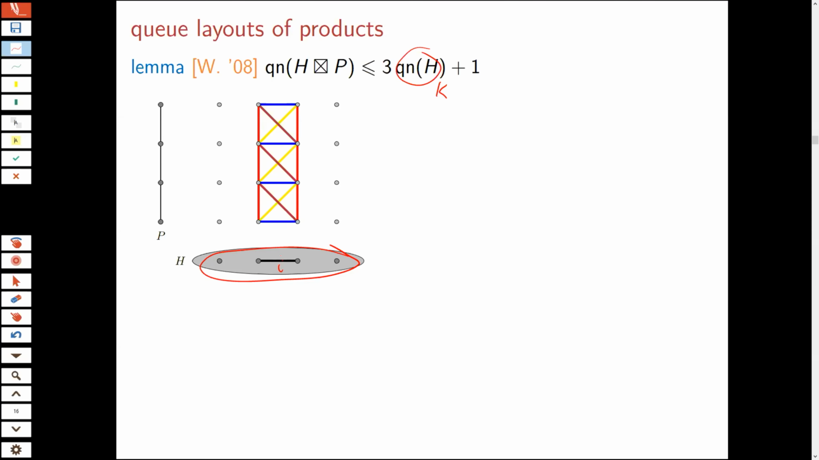And then in the product, I'm going to color the edges as shown here. I'm going to have K shades of blue, K shades of yellow, and K shades of brown. This edge here will get the ith shade of blue, and the yellow edges will get the ith shade of yellow, and the brown edges will get the ith shade of brown. But the red edges, the vertical edges, I'm going to give them all color red. So that's why the upper bound here is 3K plus 1. There's K colors blue, K browns, K yellows, and 1 red.